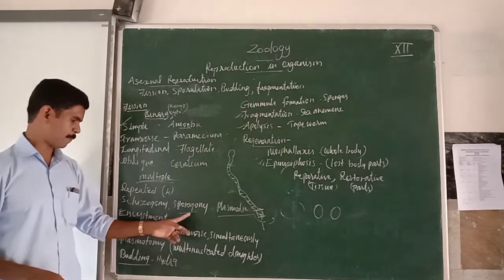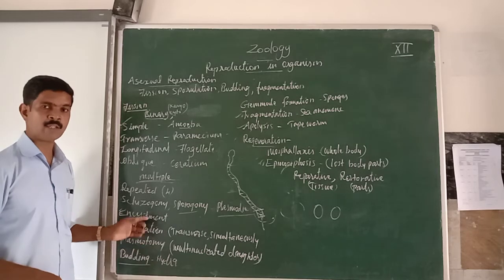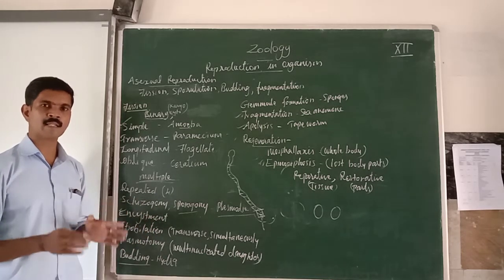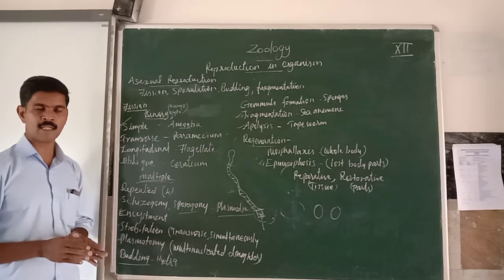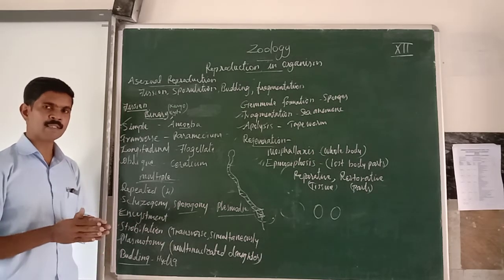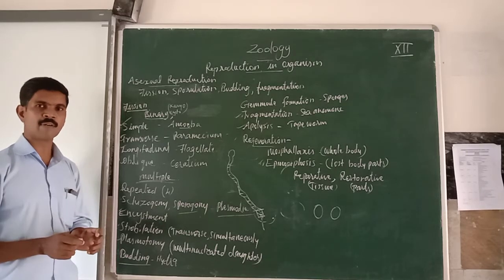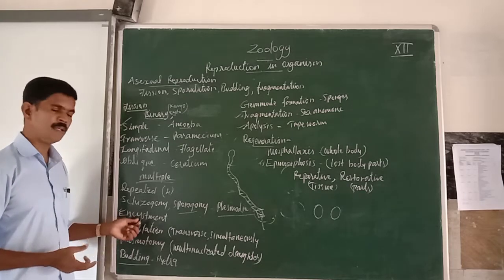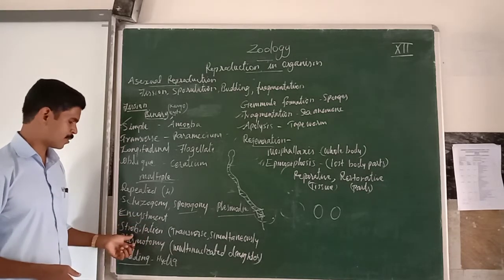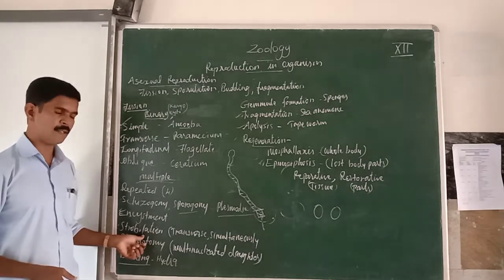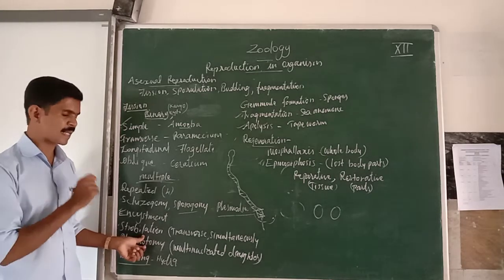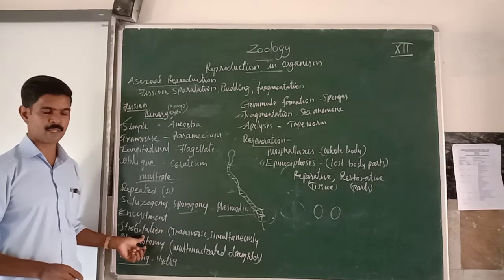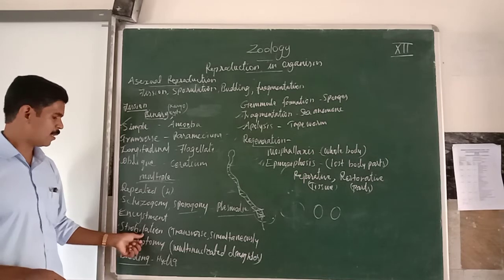The next one is encystment. During unfavorable situations, some organisms like amoeba produce a 3-layer covering. When the conditions are favorable, these coverings break down and new young organisms develop from the amoeba. So it is called encystment. Next one is strobilation. Strobilation means that in some organisms many transverse divisions take place simultaneously. This type of asexual reproduction is called strobilation.